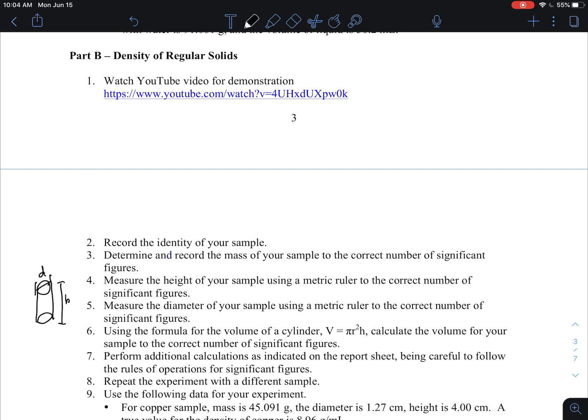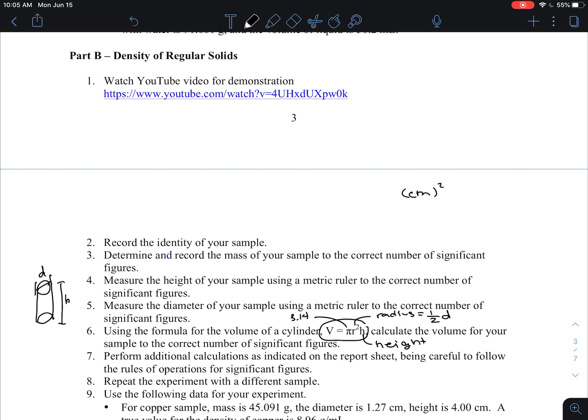You have the height, which you would measure with a ruler, and then the diameter, which you would measure with a ruler, reporting the correct number of significant figures. Using the formula, volume is equal to pi (3.14) times r squared, where r is the radius, and radius is equal to 1/2 times the diameter, times your height. All of that together will give you your volume.